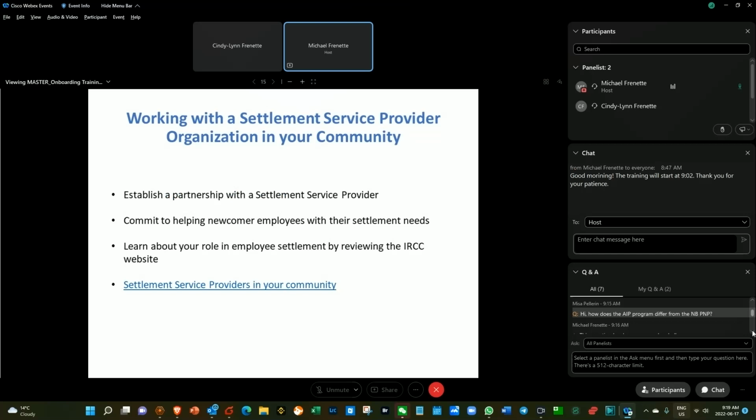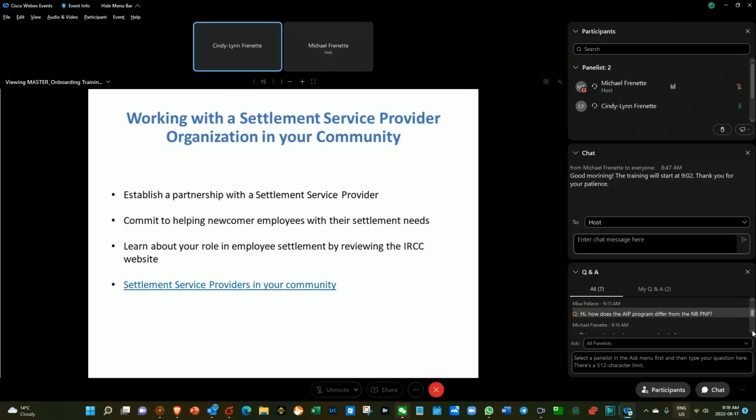Thank you. As part of the designation stage, you will need to make contact with a settlement service provider in your community to learn about the services that they provide and also to establish a partnership with them to help support your newcomer employees. Settlement services are designed to help newcomers settle and adjust to life in Canada. As employers, you will help your newcomers access settlement services and, when necessary, support the provision of settlement services.